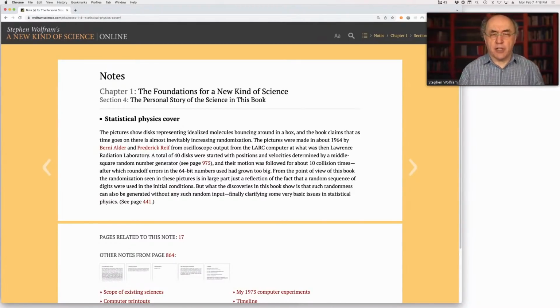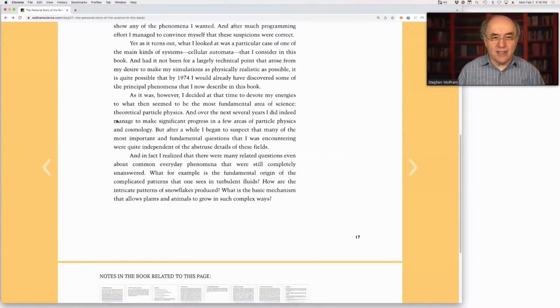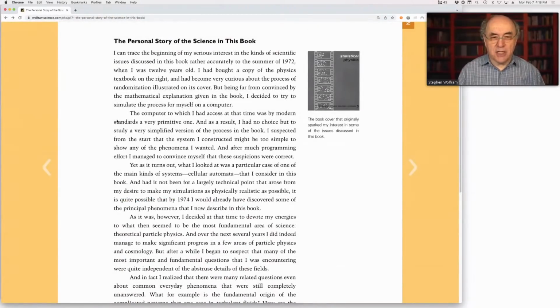Actually, it's a random number generation method invented by von Neumann that was used to set things up randomly. And most of what you see is just that random initial setup, not the true phenomenon of the production of apparent randomness from something regular. But anyway, fortunately, I didn't know that back when I was 12 years old and very interested in that book cover. Some of my first computer programs were actually intended to simulate that book cover.